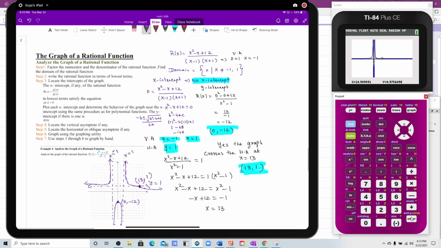And labeling a few points like these ones here is required, like putting those points there, and if you have any x-intercepts, labeling these is also very important. Okay, I hope you guys understood.